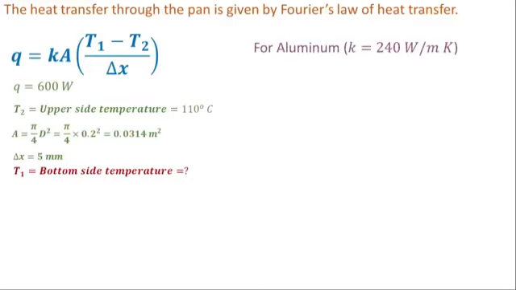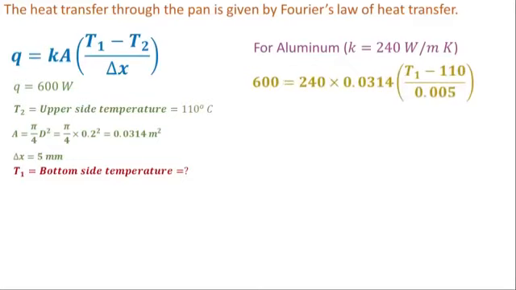For aluminium, the thermal conductivity given in the problem statement is 240 watt per meter Kelvin. We substitute the values of Q, K, A, T2 and delta X in Fourier's law of heat transfer to determine the value of T1, which is the temperature of the surface exposed to the stove. The temperature of the surface exposed to the stove in case of aluminium comes out to be 110.4 degrees centigrade.